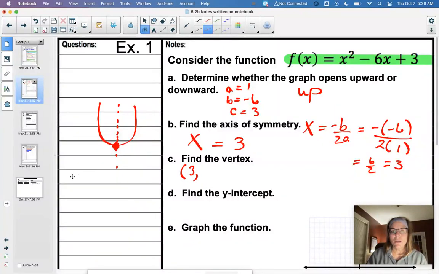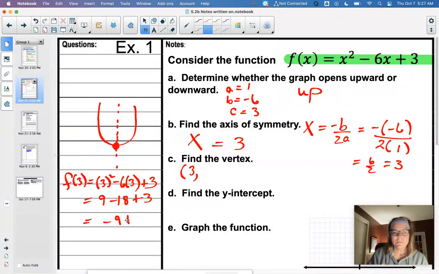Let's do that over here. So 3 squared. Anytime I plug in 3 for x, I put it in parentheses. And think of PEMDAS, left to right, 9 minus 18. There's the y value. Plug in the x, which is the input, and get an output.